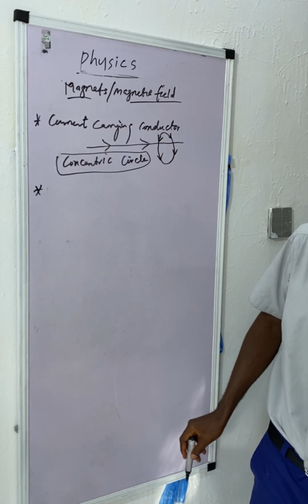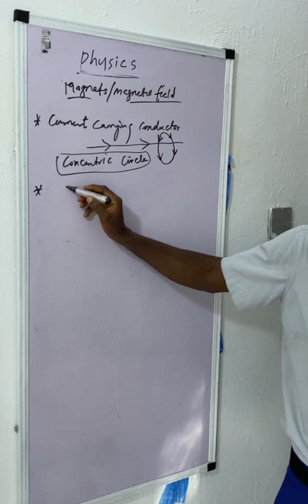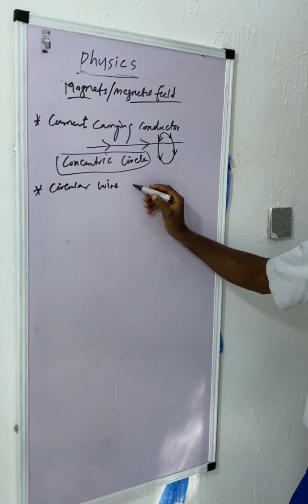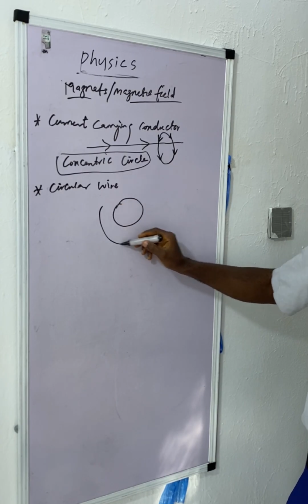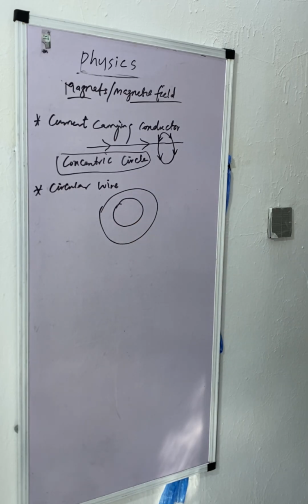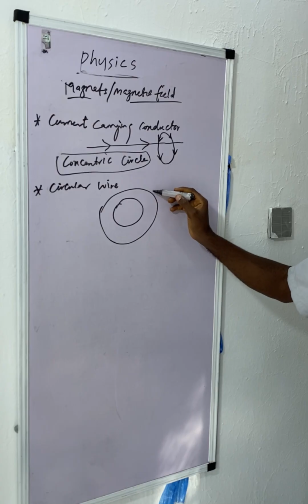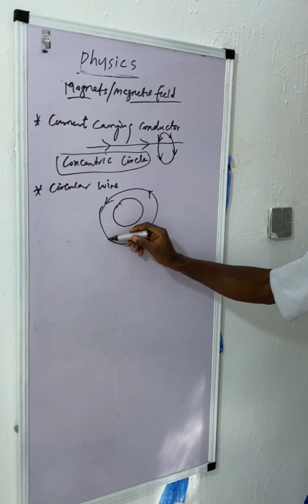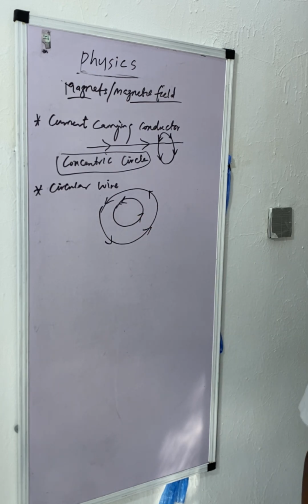Then the next one is the flux pattern in a circular wire, and later the solenoid. Let's say this is a circular wire. What is the flux pattern in a circular wire? The flux loops around the wire, just around the wire. That's the flux pattern in a circular wire.